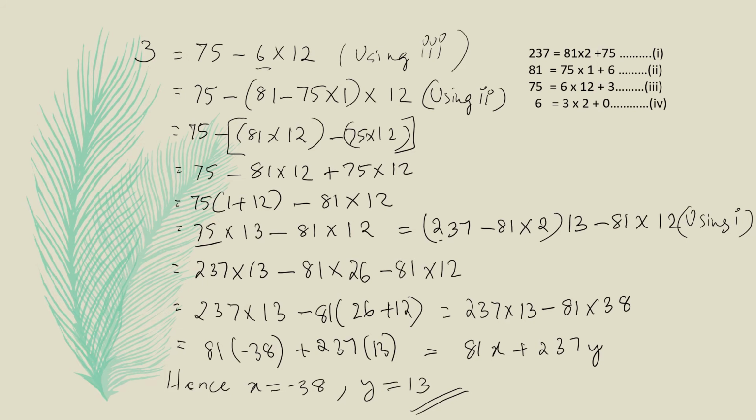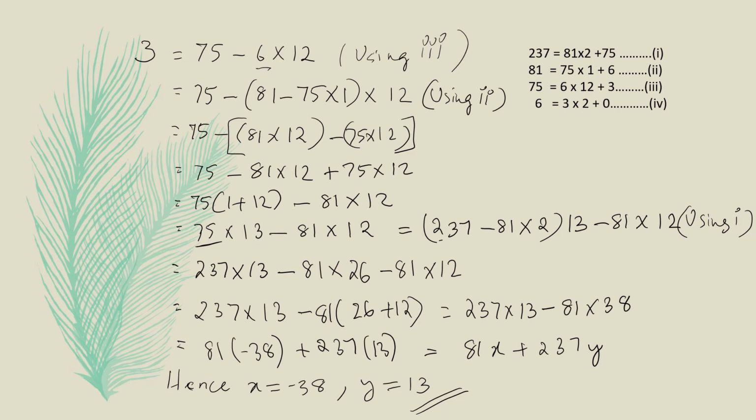Now we can see that 75 is common in both the terms. So why can't we take those two terms together? If you take 75 as a common factor, we can write 1 plus 12 inside the bracket, and the remaining term remains the same, that is minus 81 into 12. So 1 plus 12 becomes 13, and minus 81 into 12 is the expression. Now look at equation 1. There you can see that 75 can be replaced by 237 minus 81 into 2 from equation 1. So that is the next step.